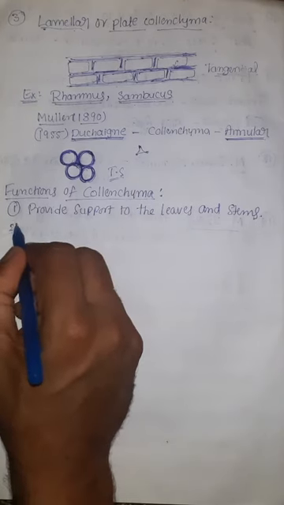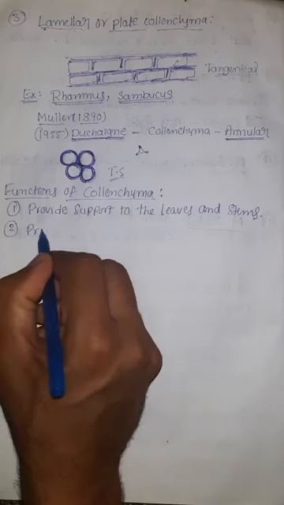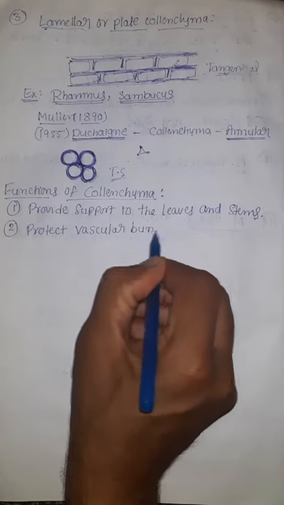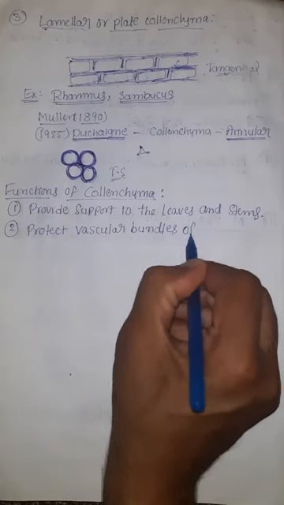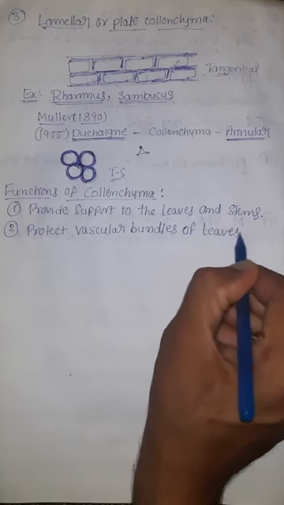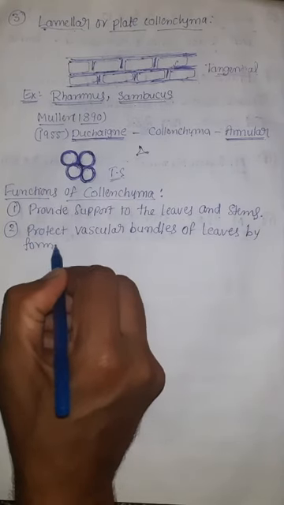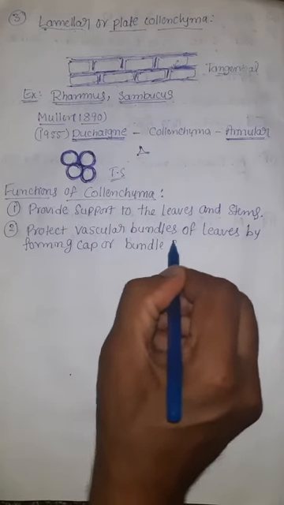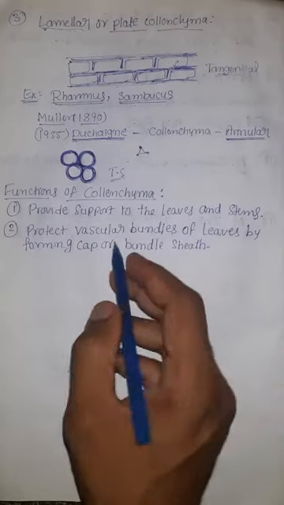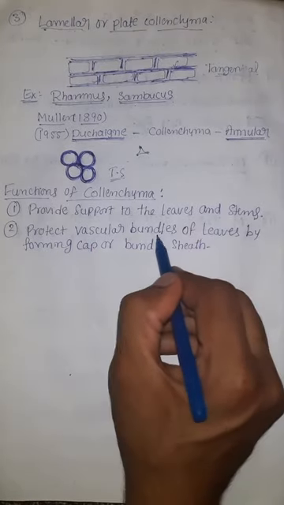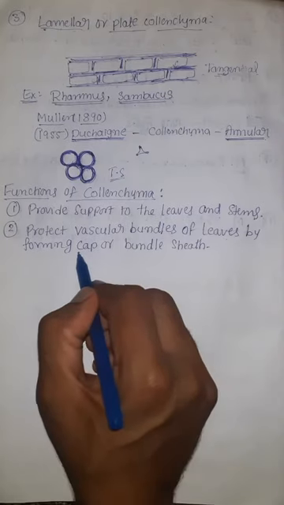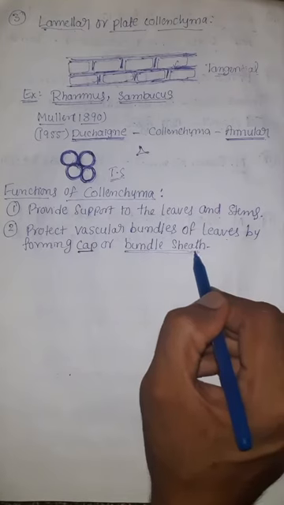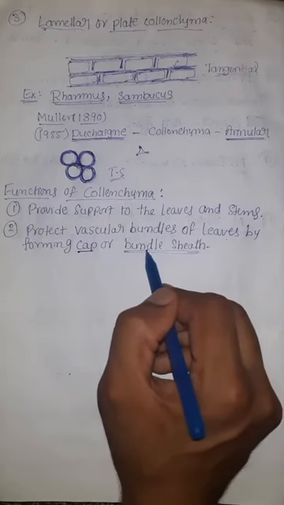The second point is it protects vascular bundles in leaves by forming a cap or bundle sheath. The tissue protects the vascular bundles of leaves by forming a cap or bundle sheath. Okay, it gives protection to the vascular bundles in leaves.